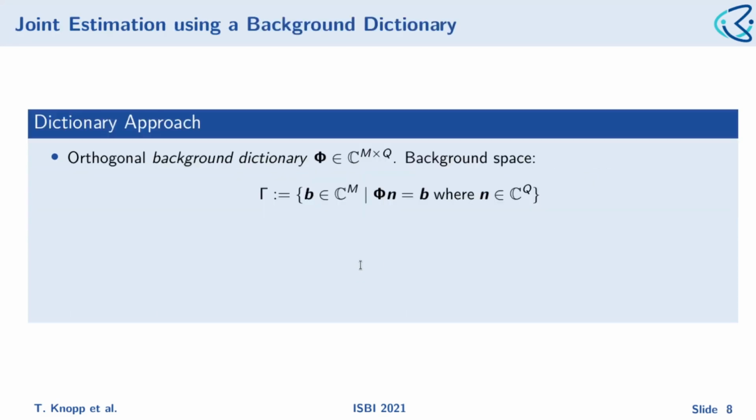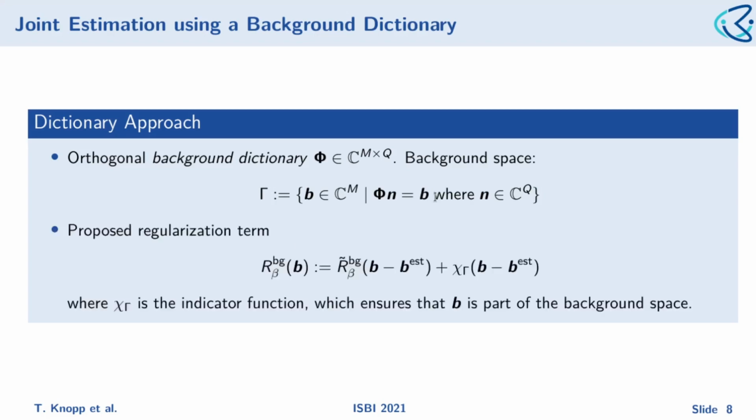The core proposal of our work is to use an orthogonal background dictionary phi. Based on it, we can define the background space gamma to be a linear combination of all columns of phi. The proposed regularization term now puts a penalty on solutions that are far off an initial guess B_s. And additionally, we put a hard constraint on B to be part of the background space.